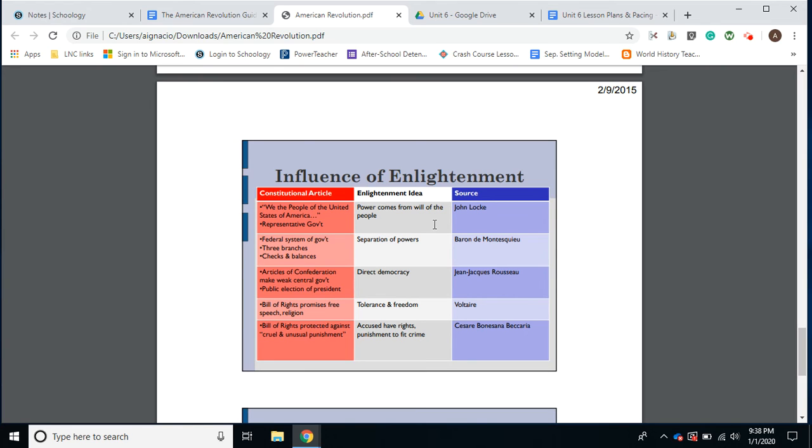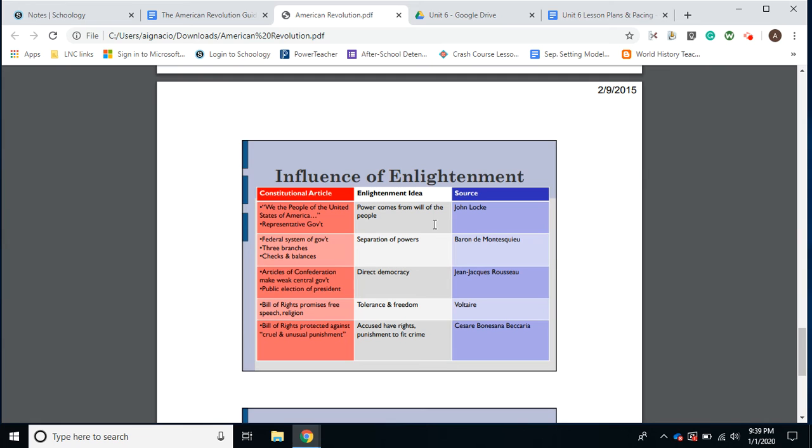So we have "We the people of the United States of America," the idea of this representative government, and that power comes from the people. That is very much a John Locke idea. All men are created free and equal, have the right to, according to John Locke, life, liberty, and property. The Americans will change that to life, liberty, and the pursuit of happiness. So you can see his influence is there. They just put a different spin on it.